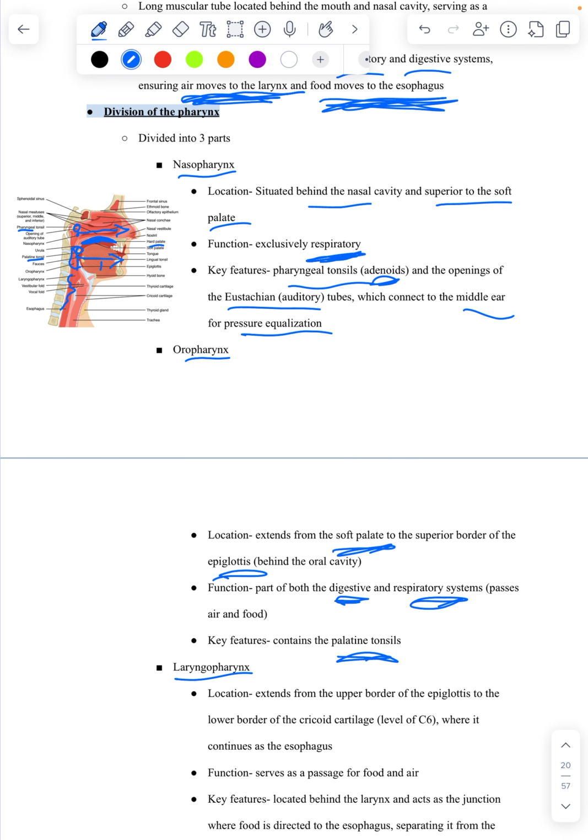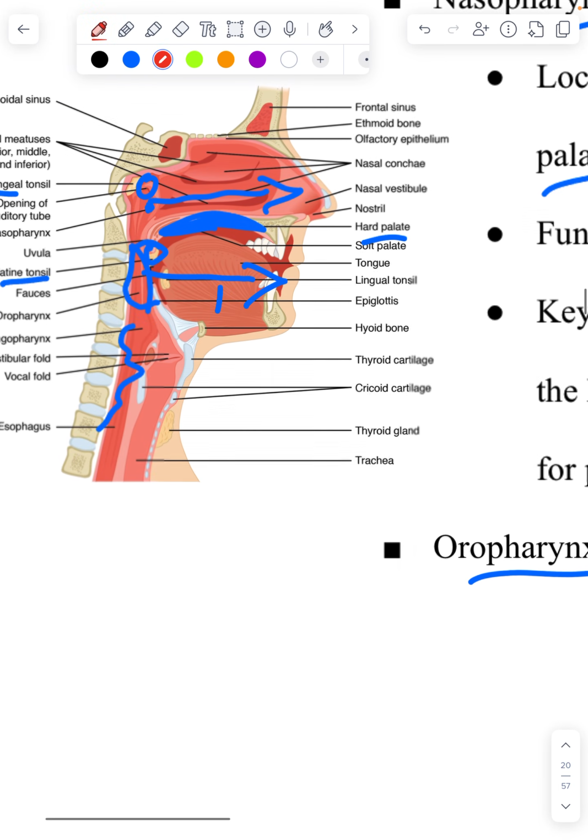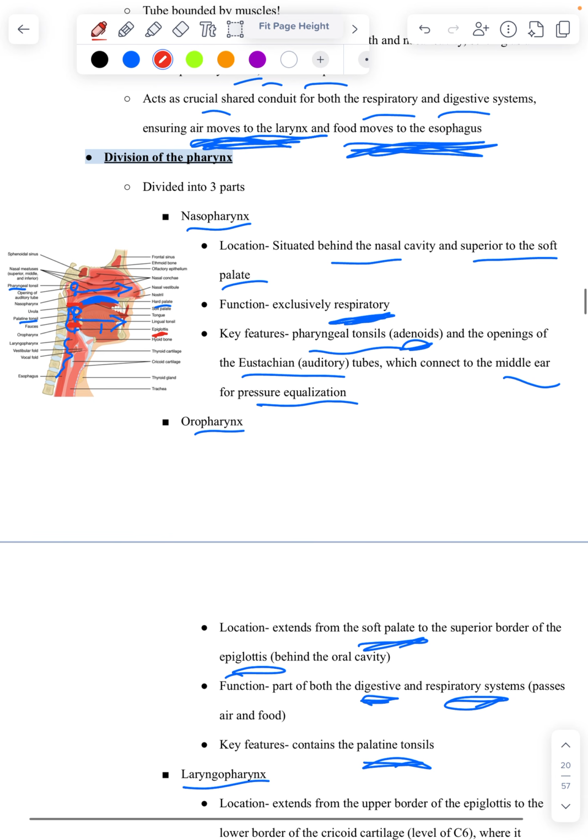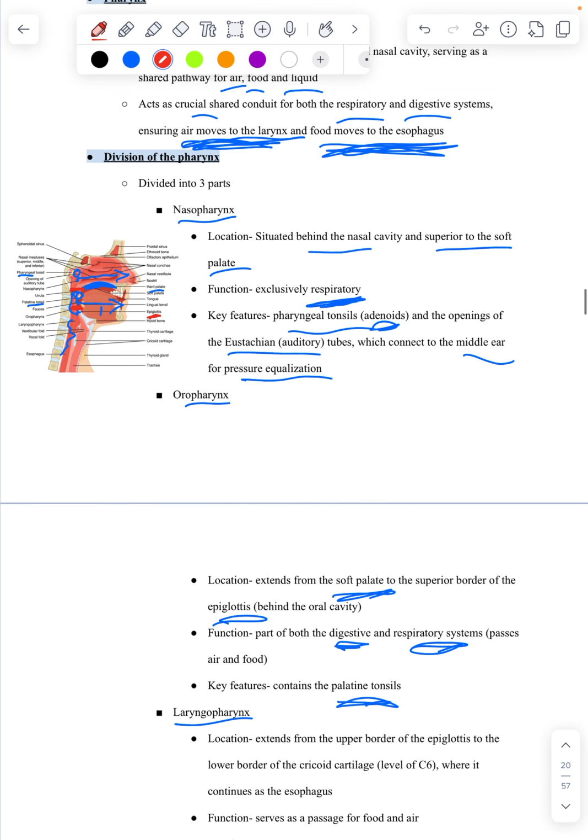So from back, soft palate, all the way to epiglottis. And then this epiglottis, that's the thing that bends, depending on if you're breathing in or if you're eating, to make sure that stuff doesn't go in the opposite pathway.